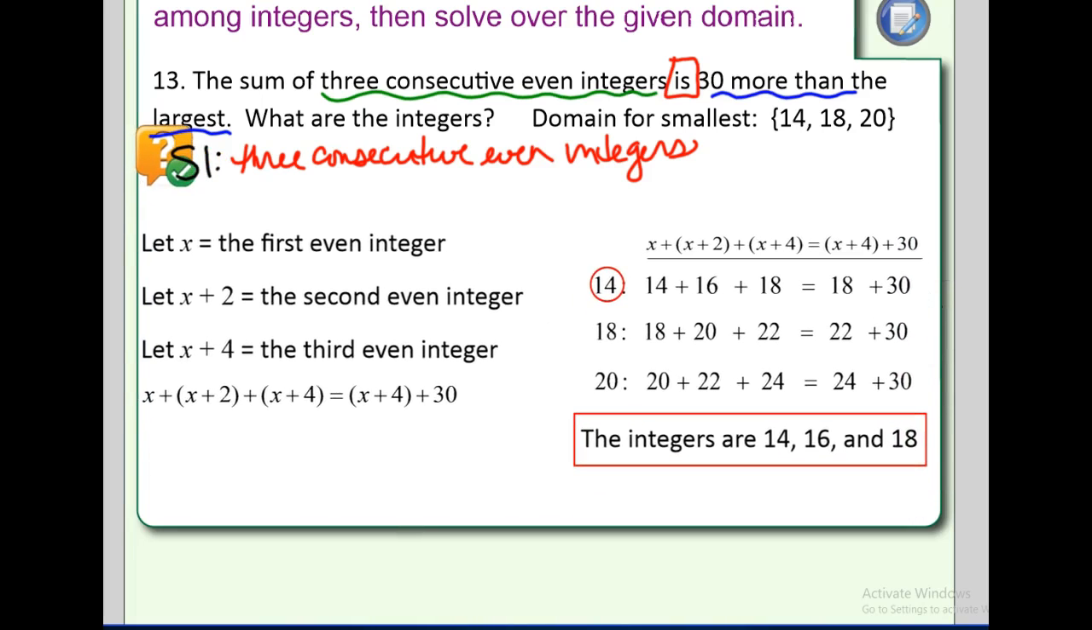So here's let statement number 1. X is my first even integer. X plus 2 is my second even integer.